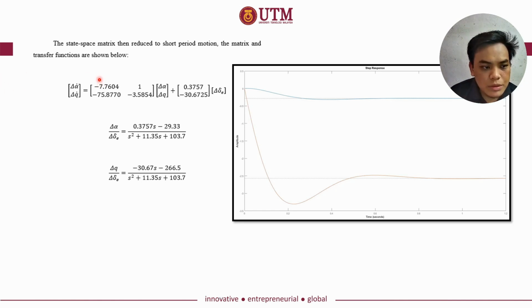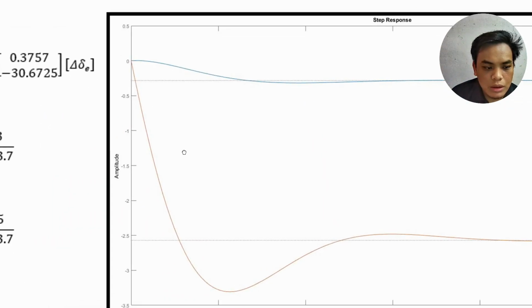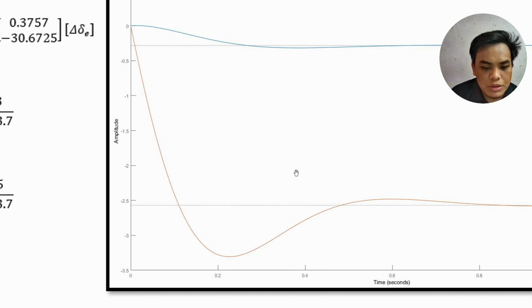The state space matrix is then reduced to short period motion, where the matrix and transfer function are shown below. For short period motion, we also have its own transfer function, and again the characteristic equation remains the same for these two transfer functions. This is the time step response for the short period motion, this is for alpha, and this is for q, which is the pitch rate.